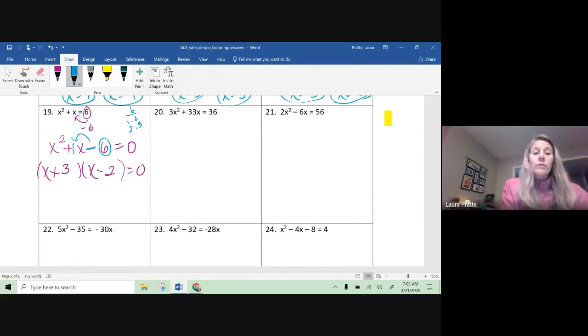And then you can continue solving using zero product property. So if x plus 3 equals 0, your solution there will be -3. And if x minus 2 equals 0, your solution there will equal 2.